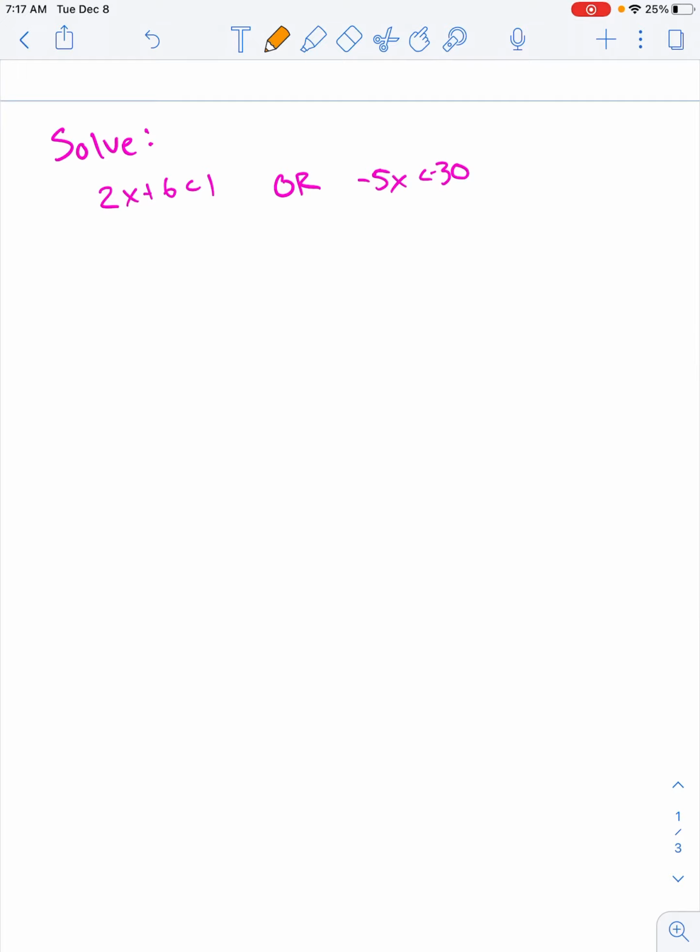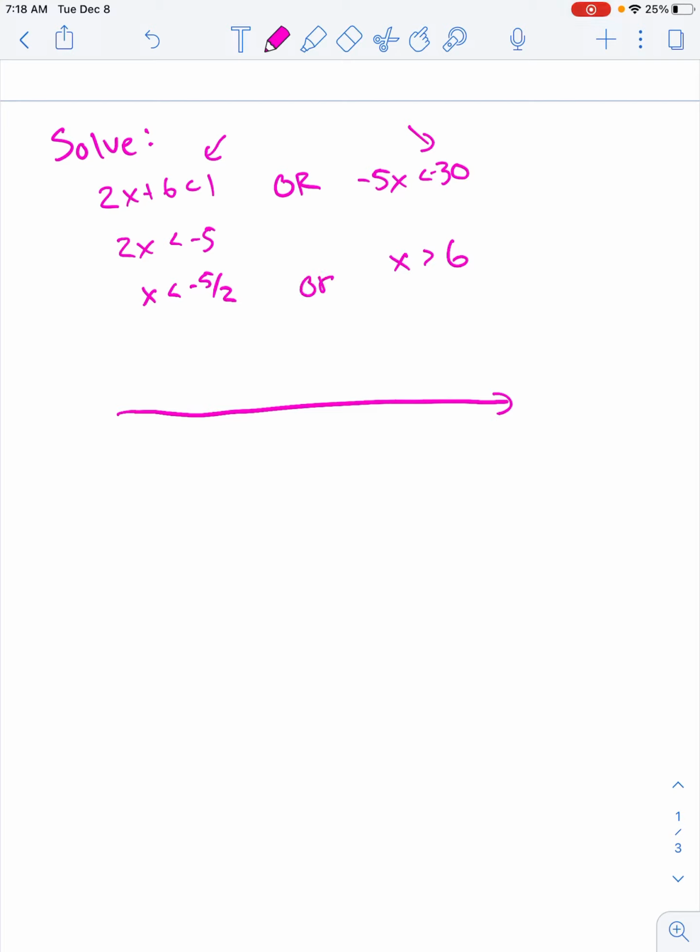Okay, so this is an and statement. We also are going to work with or statements, so either this is true or this is true. But we need to solve these first to really understand what we're working with. So I'm going to subtract 6 from both sides and then divide by 2. So I know that x could be less than negative 5 over 2, and then I'm going to solve this one. And when I divide by negative 5, remember I have to flip the sign. So x is either less than negative 5 over 2 or x is greater than 6. So that's how I write it as an inequality.